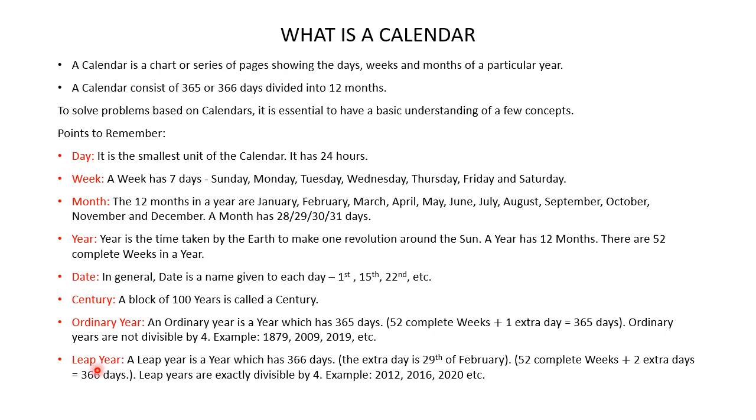Leap year. A leap year is a year which has 366 days. The extra day is 29th of February. So a leap year has 52 complete weeks plus 2 extra days, which makes it 366 days. Leap years are exactly divisible by 4. For example, 2012, 2016, 2020, etc. are all leap years because they are divisible by 4.